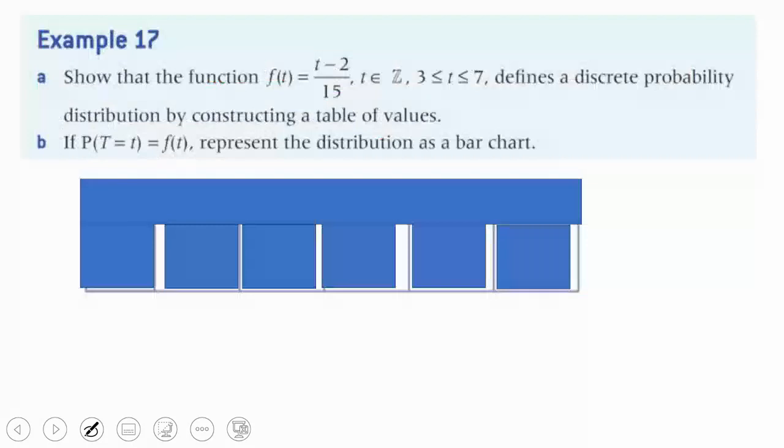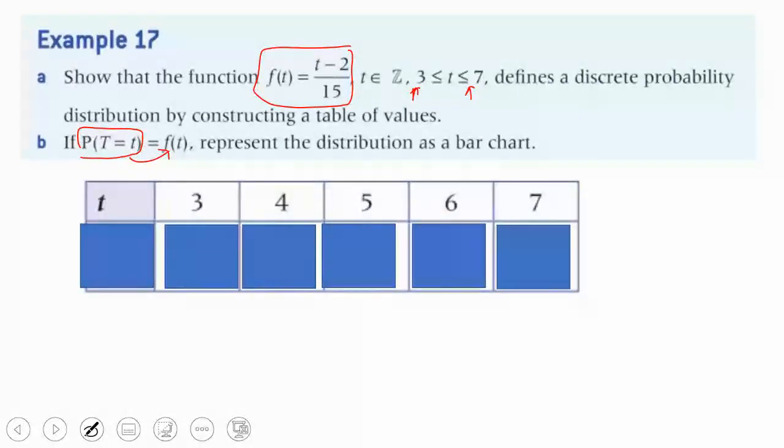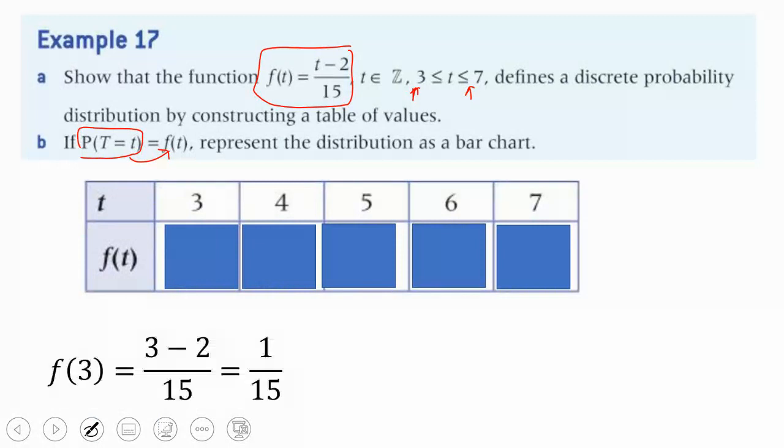So here's another example. Show that the function defines a discrete probability distribution. So they're giving you some function, and they're saying we're going from 3 to 7. Construct a table of values. If the probability is equal to the function, represent as a bar chart. So we have t being 3 through 7, and the probability is also known as f of t.